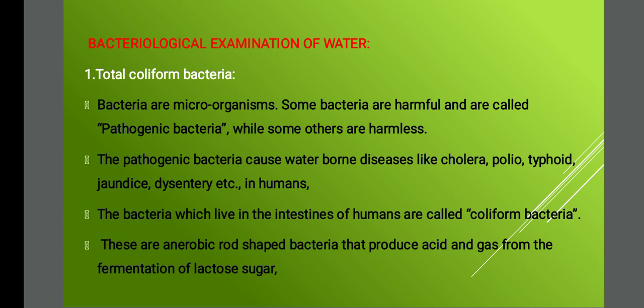So bacteria are microorganisms, and some bacteria are harmful, which are called as pathogenic bacteria, while others are said to be harmless. And these pathogenic bacteria cause waterborne diseases like cholera, polio, typhoid, jaundice, dysentery, etc. Okay, and bacteria which live in the intestines of human are called as coliform bacteria, and these are anaerobic and they are rod shaped bacteria. They produce acid and gas from the fermentation of lactose sugar. It's clear?